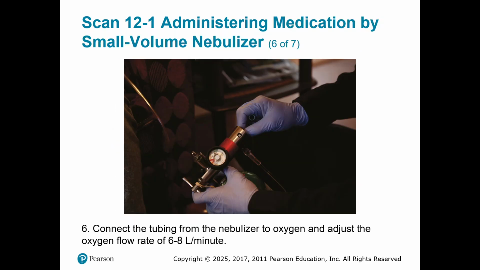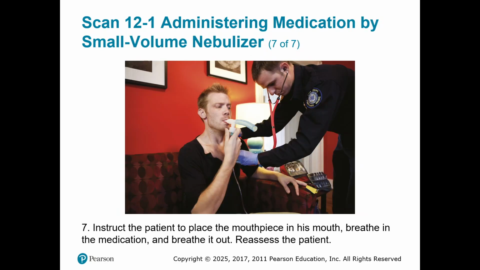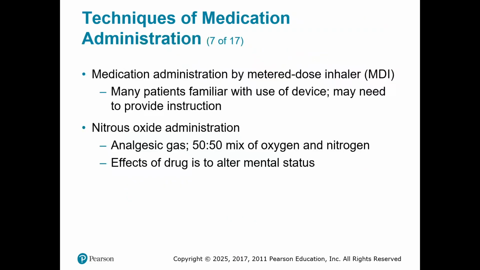Put it on the correct liters per minute, 6 to 8. And so it might be 6. If you start seeing the gas vapors being produced, then hey, there you are. You're at 6. Maybe you're at 7, maybe you're at 8. But usually no more than that. We're going to tell the patient to put it in his mouth, to breathe in the medication, to breathe it out. And then we're going to reassess that patient.